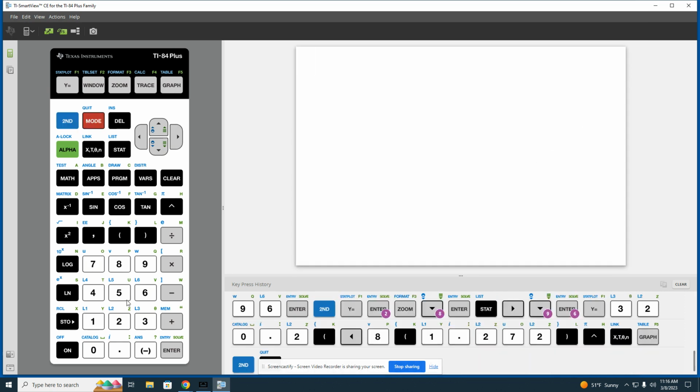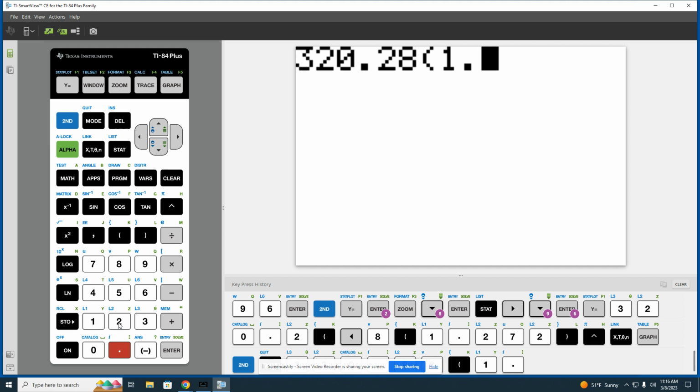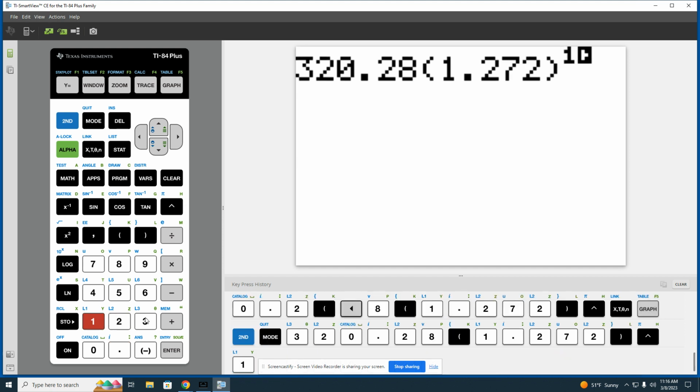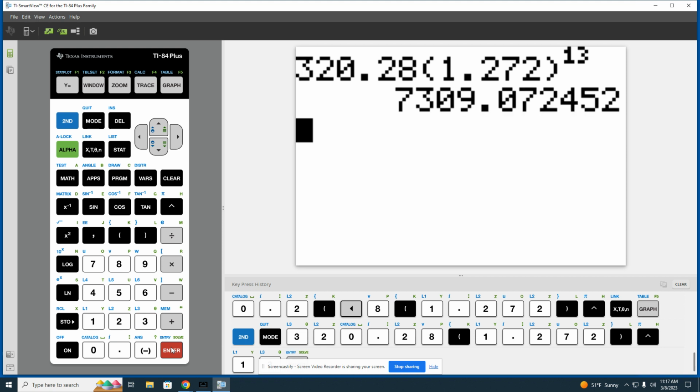So we've got 320.28 times 1.272 raised to the 13th power. So with our calculations, it's going to be about $7,309.